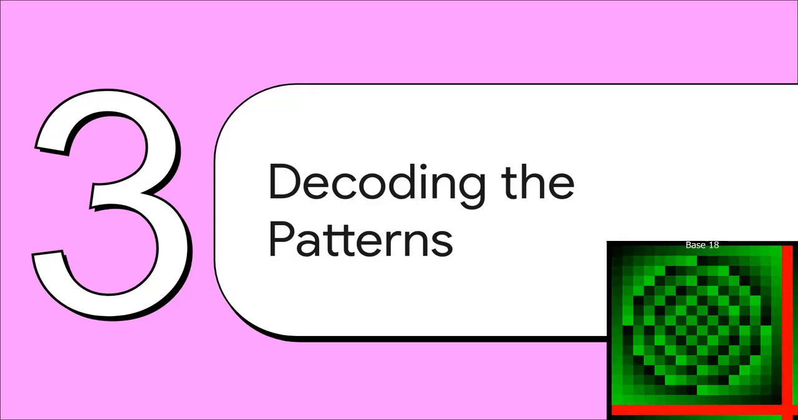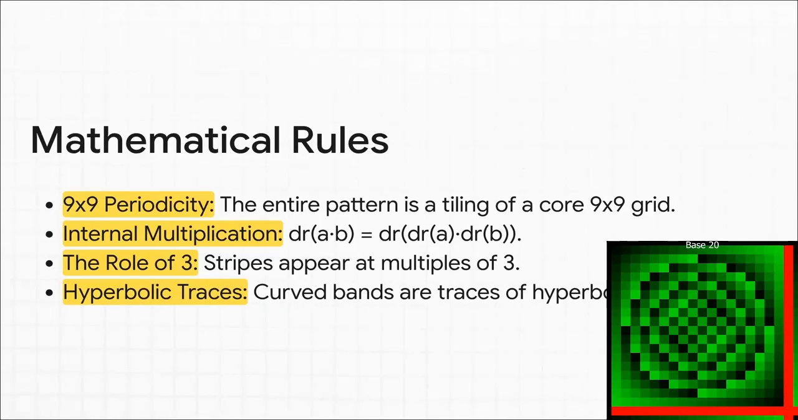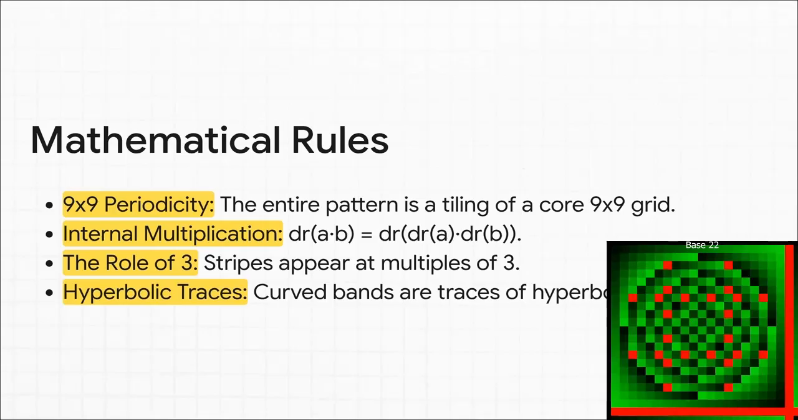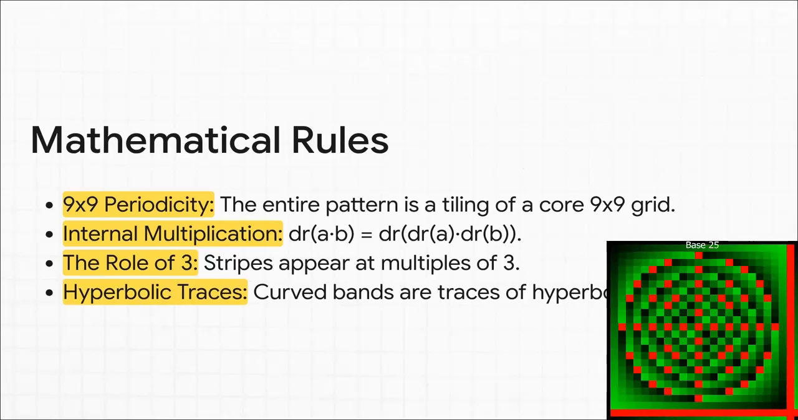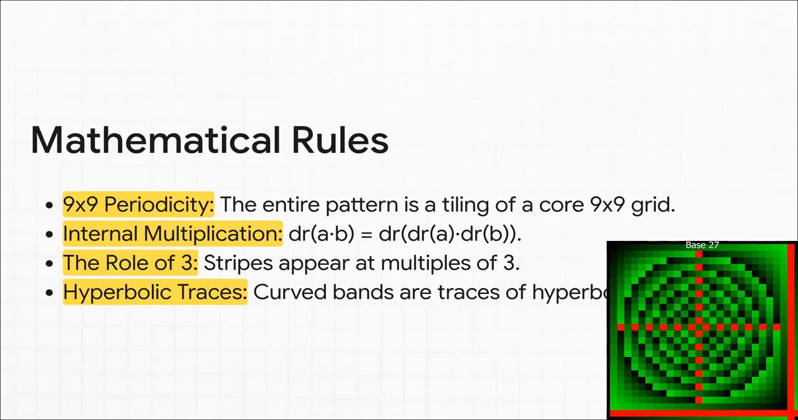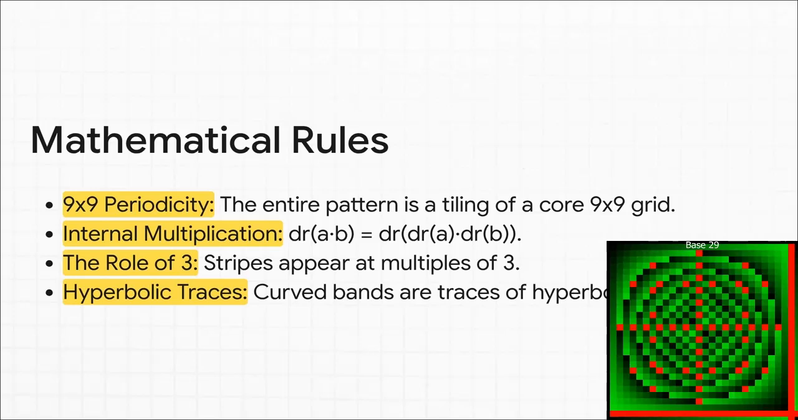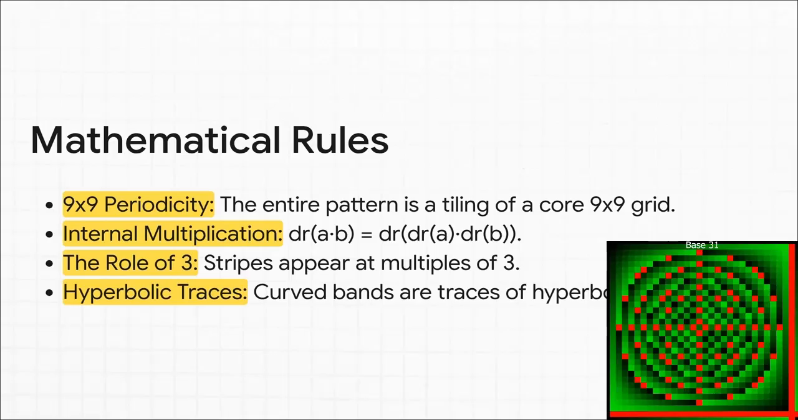Now that we know how it's made, let's start decoding these patterns. You see, this pattern has rules. The entire infinite plane is just built from one single 9x9 grid, tiled over and over again like a bathroom floor. And those bold stripes you see? They pop up at every multiple of 3. And the coolest part? Those elegant, swooping curves? They're actually the ghosts of hyperbolas, real mathematical shapes that are suddenly made visible by this whole digital root process.